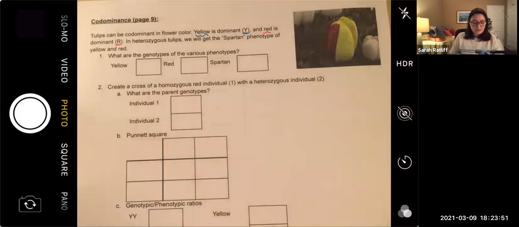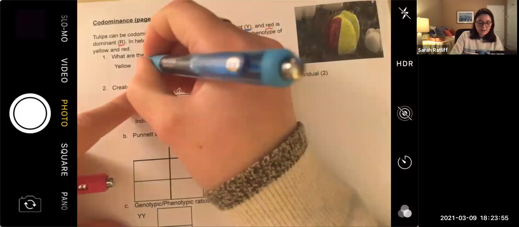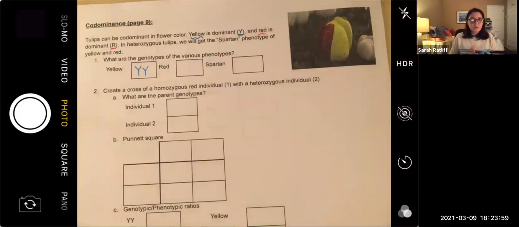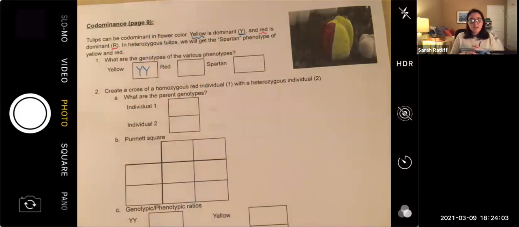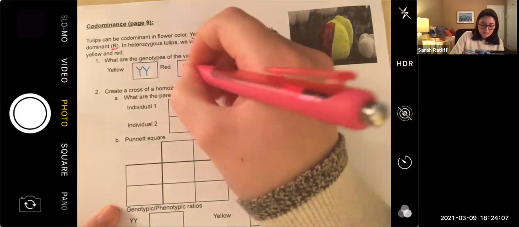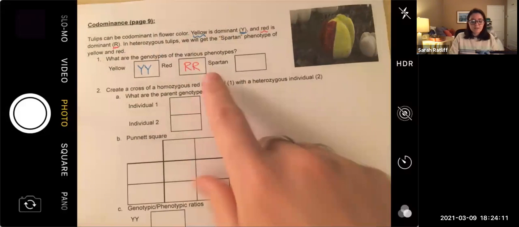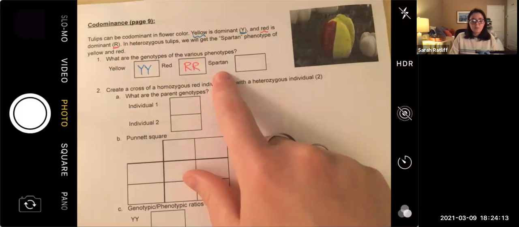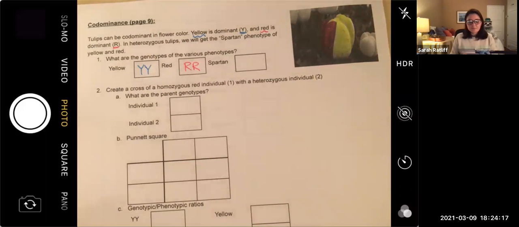All right, so yellow has the Y. It is dominant, so we're going to get a homozygous YY there. Both of them are capital. This one looks a little bit smaller, but it is also big. And the red is also dominant with the letter R, so RR. Cool.